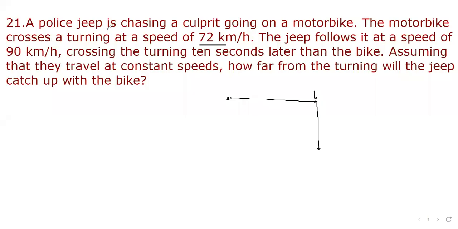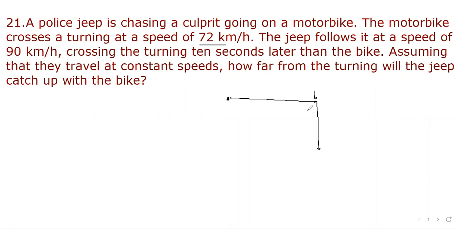Number 21. A police jeep is chasing a culprit going on a motorbike. The motorbike crosses a turning at a speed of 72 km per hour. The jeep follows it at a speed of 90 km per hour, crossing the turning 10 seconds later than the bike. Assuming that they travel at constant speeds, how far from the turning will the jeep catch up with the bike?